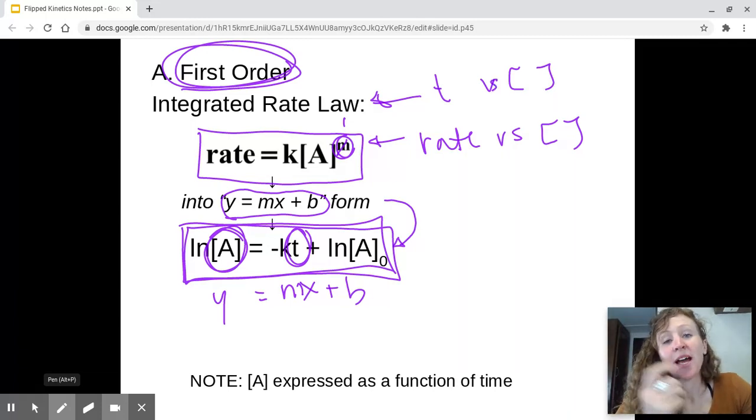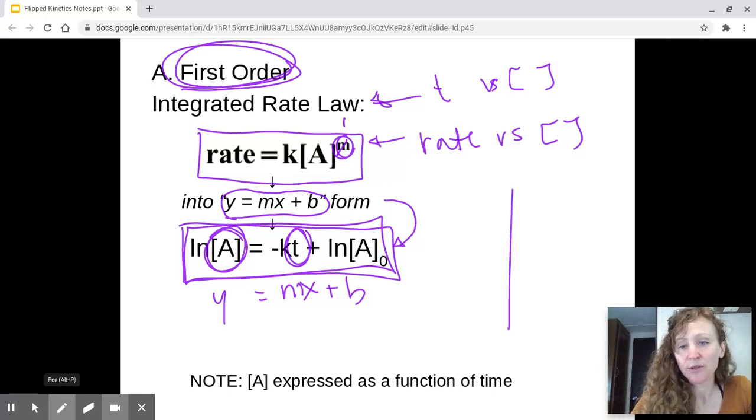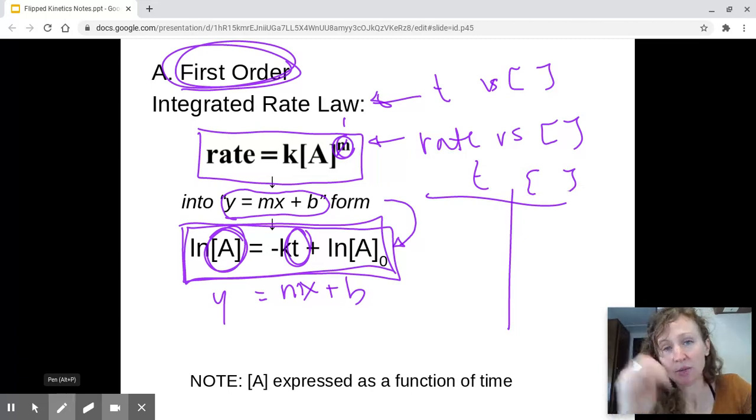And so, like we talked about yesterday, this can have pros and cons. The pro being it's much easier to track time in a reaction than it is to track rate. And so that is a huge benefit of being able to use the integrated rate law. We can just track time as one of our variables, concentration as the other one, and it's going to be a much easier experiment to run.